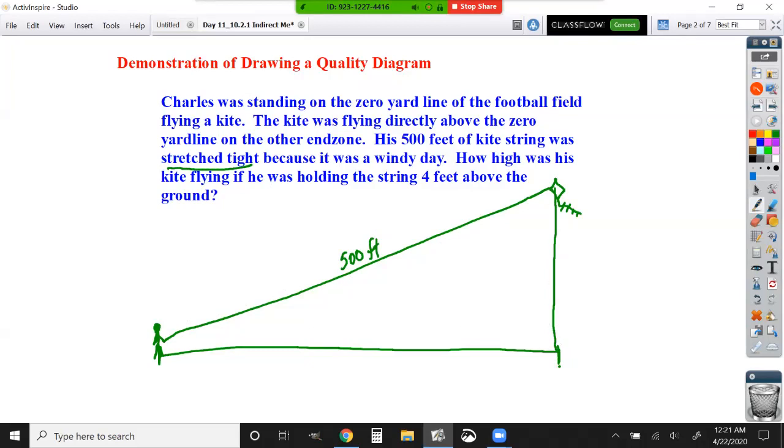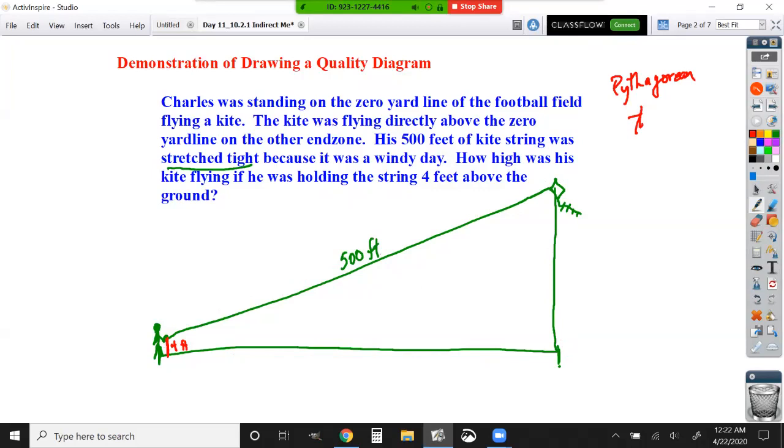Now, they do tell us that he's holding that string 4 feet above the ground. So if I were to put a number right here, this part is 4 feet above the ground. Now, as I'm looking at this problem, trying to figure out how high this is, the picture I've drawn looks more like a trapezoid, and we haven't done very much with trapezoids. We have done stuff, though, with triangles. And I'm talking about a diagonal length here, and whenever I think about diagonal lengths, my first thought is the Pythagorean theorem.